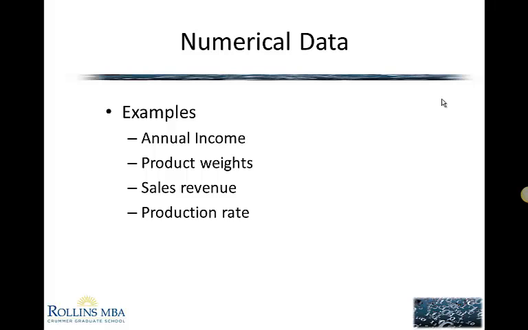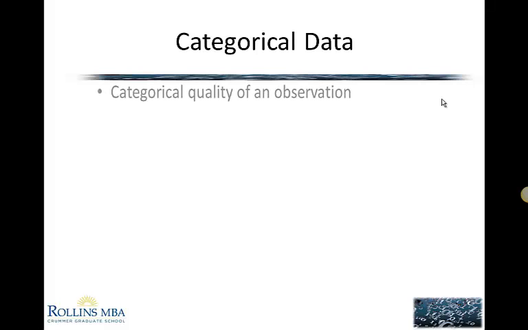Categorical data is the quality of an observation. And by this we're saying we're describing something about the item that is being observed. And very often we have to come up with categories that will allow us to capture each of the possible qualities that we may measure.